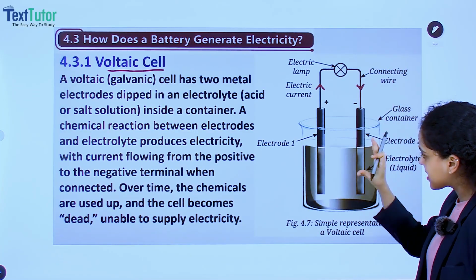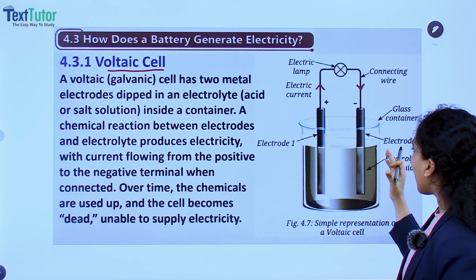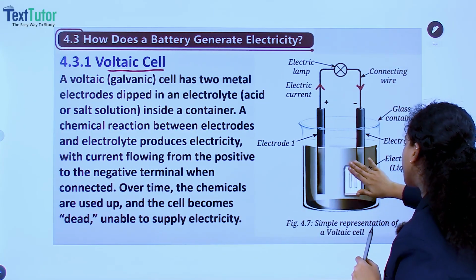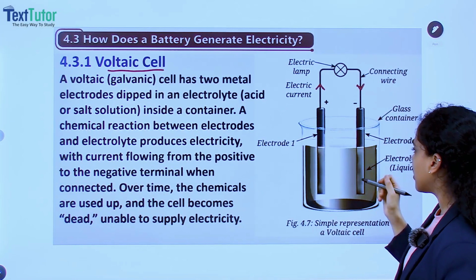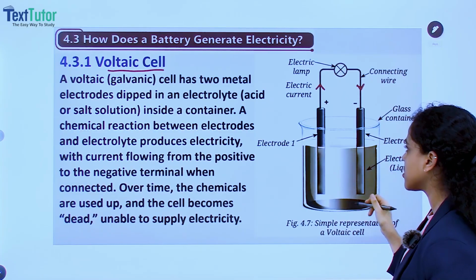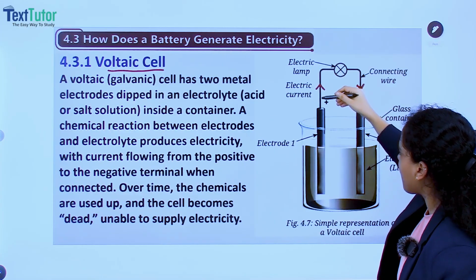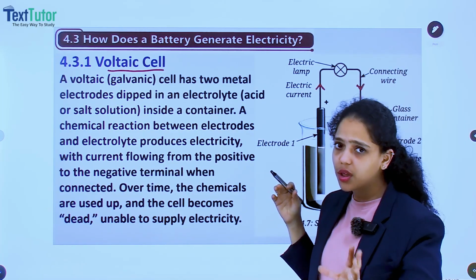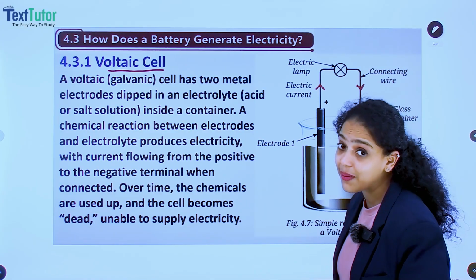So we said this is the voltaic cell arrangement. This is a container, which may be a glass container, in which there is a liquid, an electrolyte, which is either a salt solution or an acid. In this electrolyte, two electrodes are immersed. These two electrodes will be metal, and they are connected. The electric current passes from the positive terminal to the negative terminal. Here the electricity is produced. This is a very important point: the electricity is produced as a result of chemical reaction.